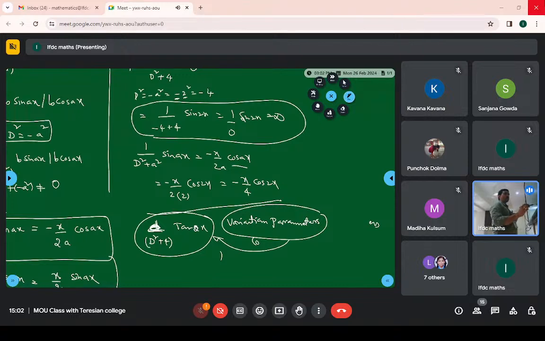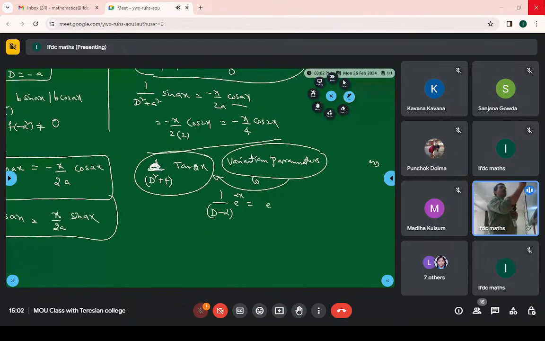1 by d minus alpha into e power alpha x is equal to, so formula, remember, e power alpha x into... so here q into e power alpha x you can write. What are the function here? Q is the right hand side, any function: e power alpha x into whatever the q function into e power minus alpha x into dx. First we must make sure that we need to write it as partial fractions.